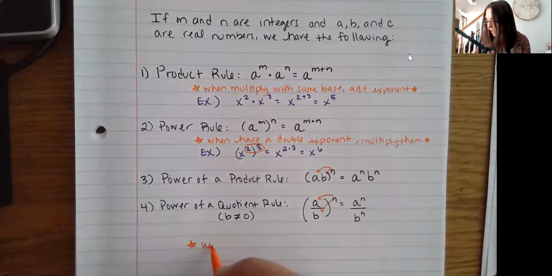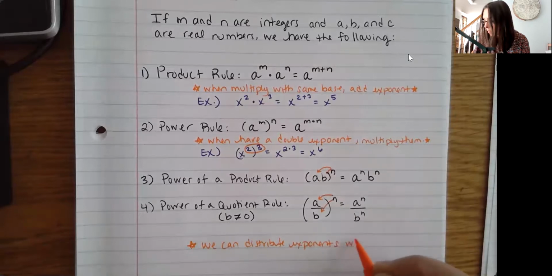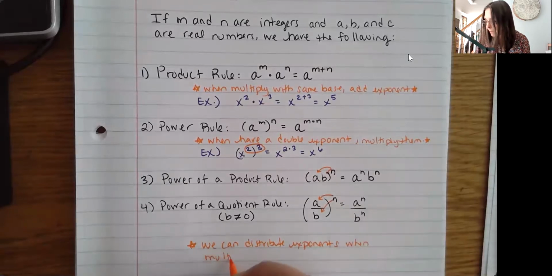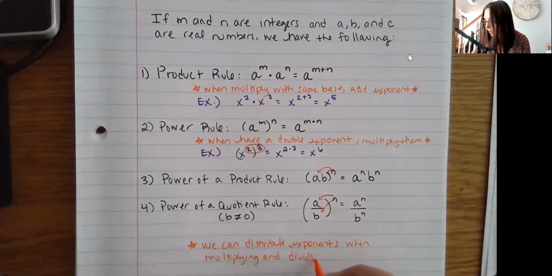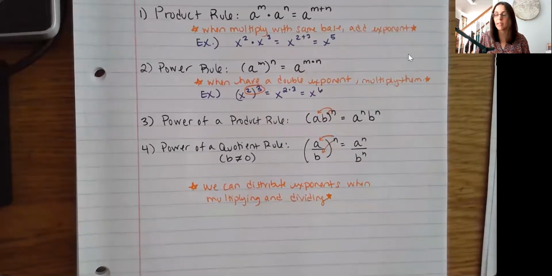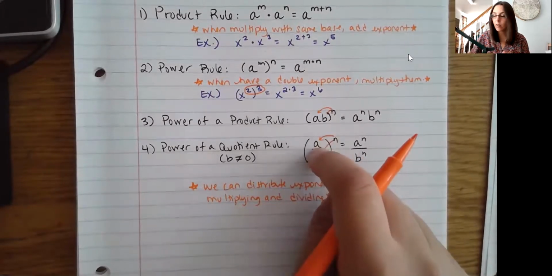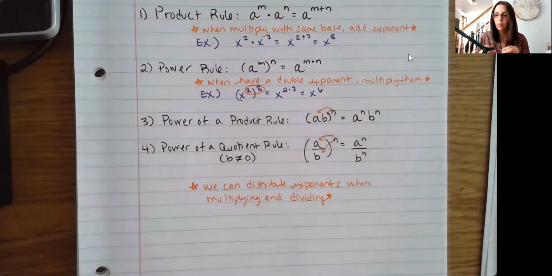So we can distribute exponents when multiplying and dividing. I will say this does not work if you have adding and subtracting. If you need to make that little note for yourself, you can go ahead and add that in. Just remember that it does work for multiplying and dividing, but if you have a plus or a minus sign inside, not a negative, but a plus or a minus between two variables or two terms, then you cannot distribute. I just want to make that really clear here.